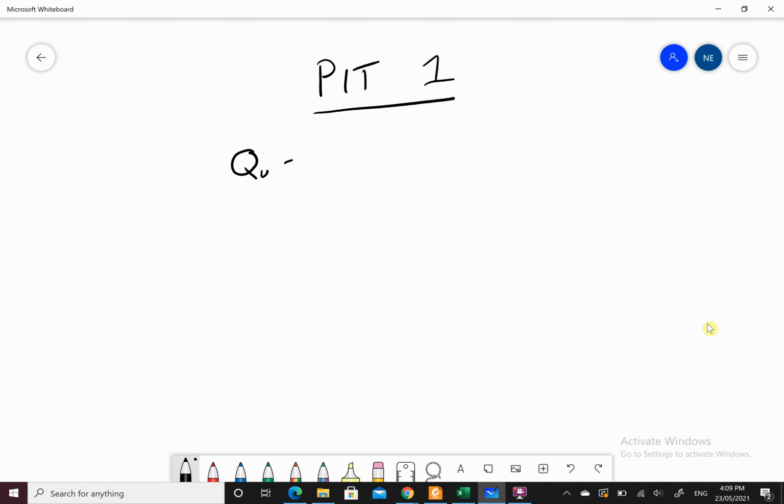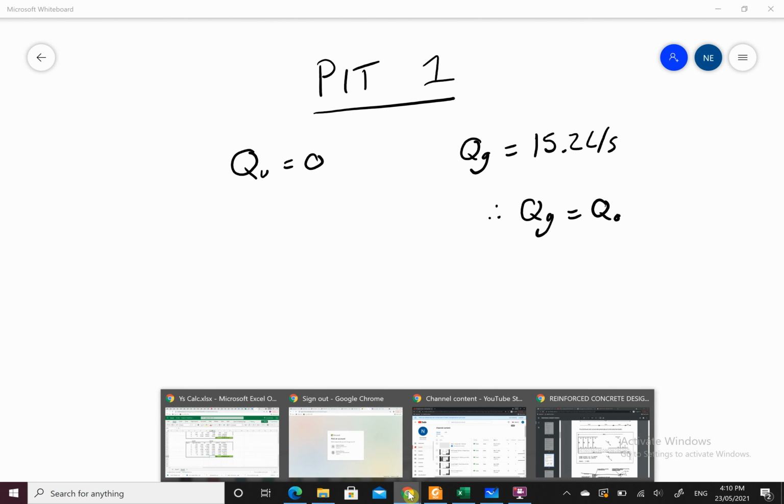So QU equals 0. QG, going back through what we've looked at before, is 15.2 litres per second. Because we don't have QU, therefore QG equals QO. What goes in has to run through. Now, if that is true, we have to work out our shock losses as well.